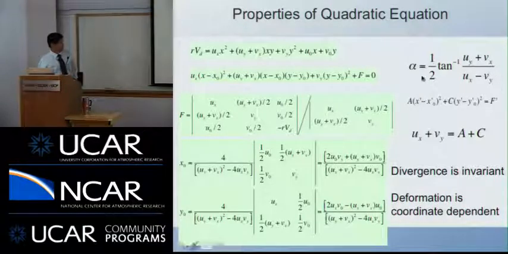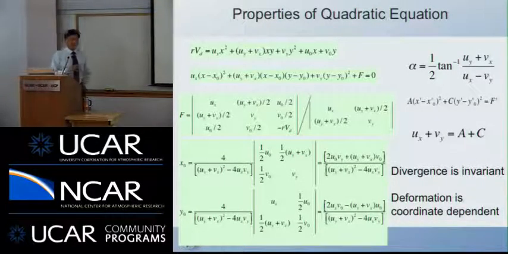However, the rotation can make the deformation term disappear. So the deformation is coordinate dependent. Okay, I'm not telling you anything new. This is a well-known fact in the synoptic meteorology textbook. I'm just using Doppler radar data to illustrate that the same information can be derived in this form if we use the R times Vd framework.